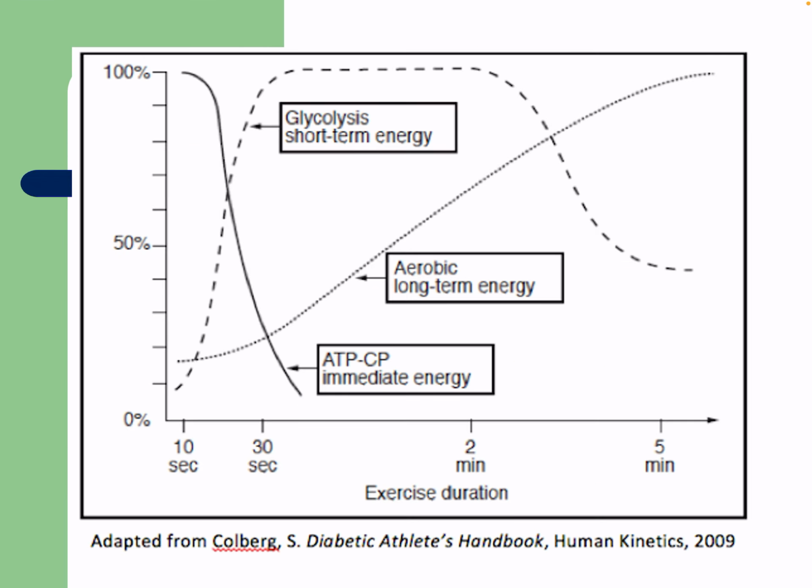We talked about this figure last lecture with the different energy systems and their timing. The immediate energy source is our ATP and creatine phosphate. Then we have glycolysis, occurring in around 10 seconds, which is our short-term energy, and then we have our aerobic system, which is our long-term energy.